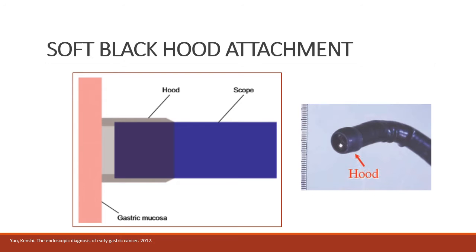The preparation of the patient for magnification endoscopy is the same as that for standard endoscopy. A soft black hood is essential for optimal magnifying endoscopy. Prior to examination, the hood is mounted on the tip of the endoscope to enable the endoscopist to consistently fix the mucosa at a distance of approximately 2 mm, at which maximal magnification of the endoscopic image can be obtained.